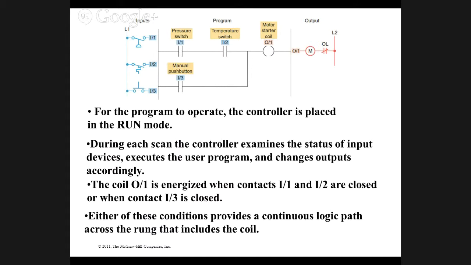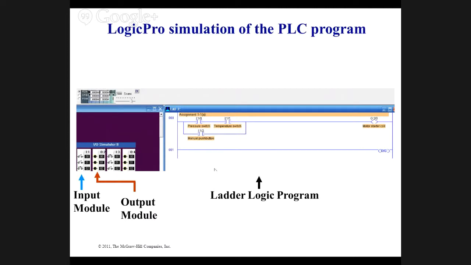During each scan, the PLC looks at the status of the inputs, devices, etc., executes the program, and changes the output accordingly. The coil 01 is turned on when input 1 and input 2 are on, then we're going to turn on output 1. And if any of these conditions are false, it doesn't happen.